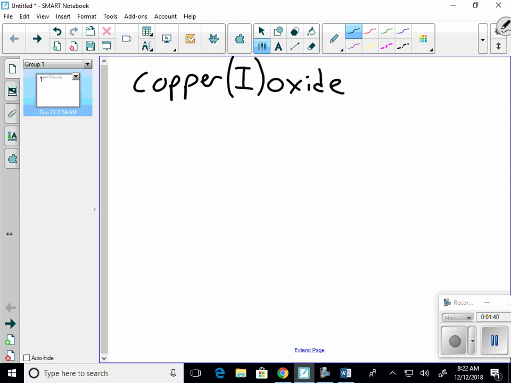A percent composition problem, it's very common that we will give you the written name of a compound. And I'm hoping that you guys realize that when you're given the written name of a compound, the first thing you should be doing is trying to write the formula. That's going to hold true for a lot of what we do throughout the year. So why don't you take a little 15 seconds right now for copper 1 oxide to write out the formula.